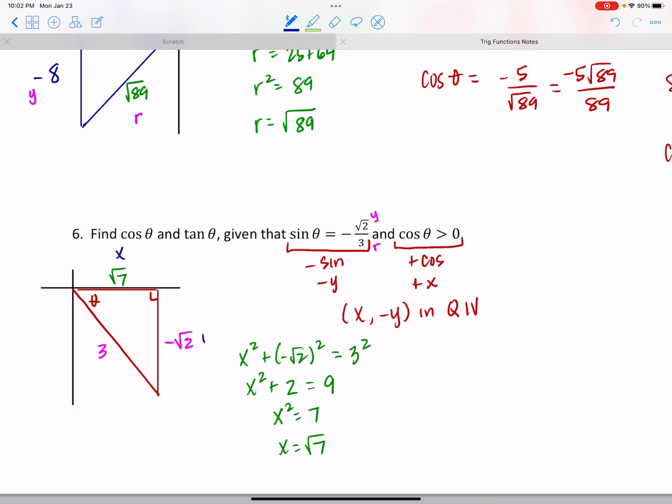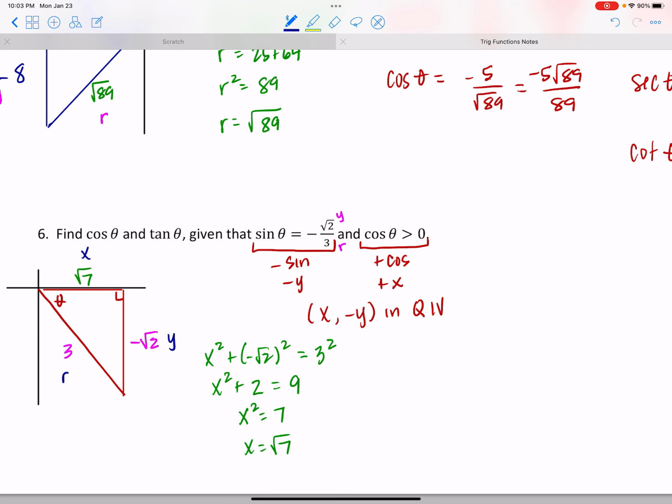Alright, so now that we have all three pieces, x, y, and r, we can figure out the two ratios we're asked to find. It's only asking for cosine of theta. Cosine is our x value divided by our radius, so that's going to be radical 7 divided by 3, and we don't have to rationalize, how nice. And then tangent. Tangent is our y value over our x value. So our y value of negative radical 2 over our x value of radical 7.